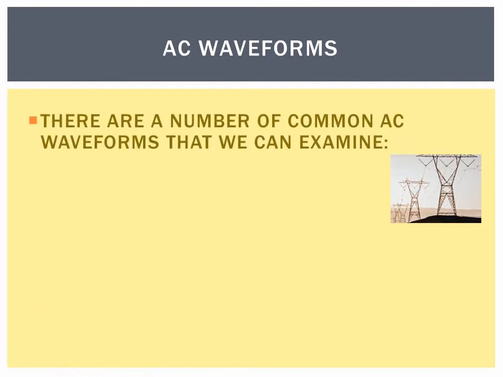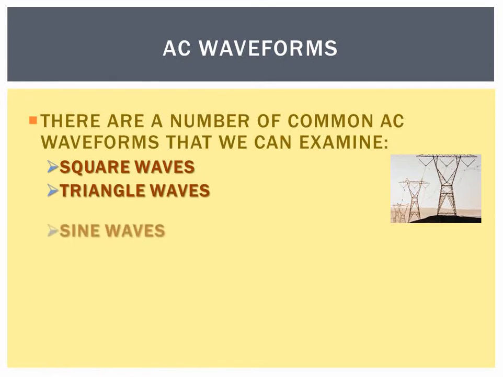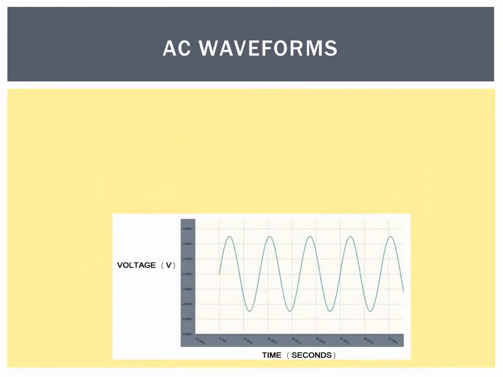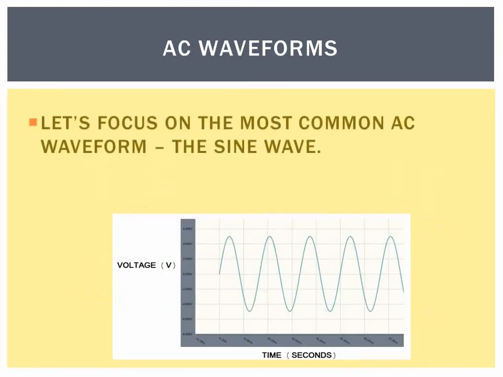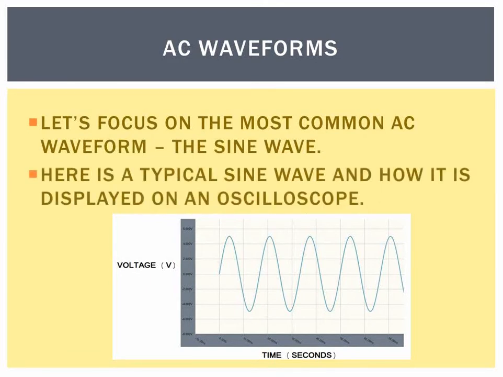There are a number of common AC waveforms that we can examine. We can look at square waves, triangular waves, and sine waves. Out of these three, the most common is the sine wave. Typically, a hydroelectric plant is constructed with machines that produce a sine wave for distribution to homes and businesses. Let's focus on the most common AC waveform, which is the sine wave. Here's a typical sine wave and how it is displayed on an oscilloscope.